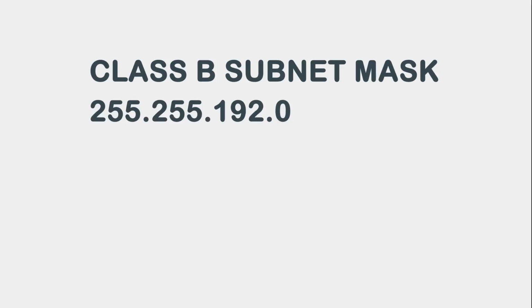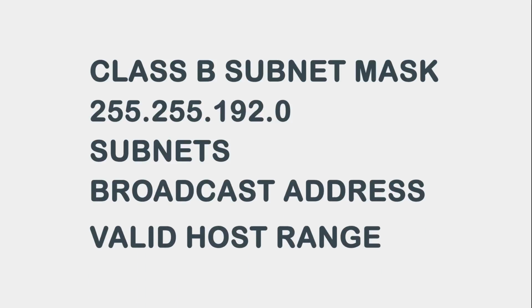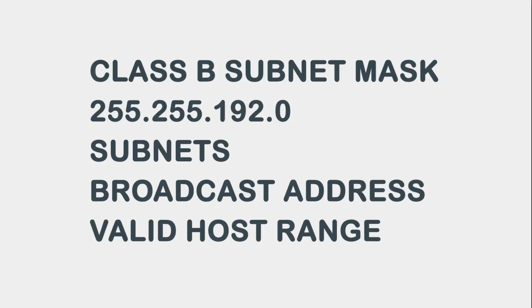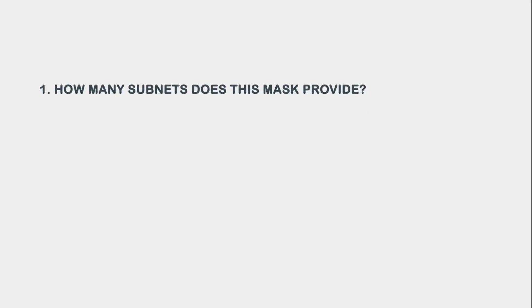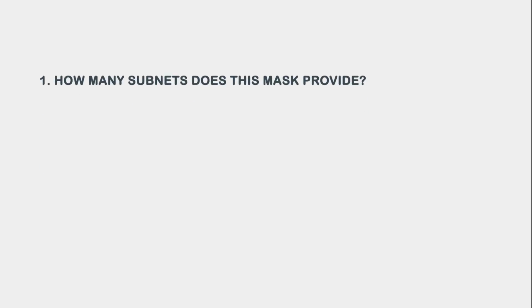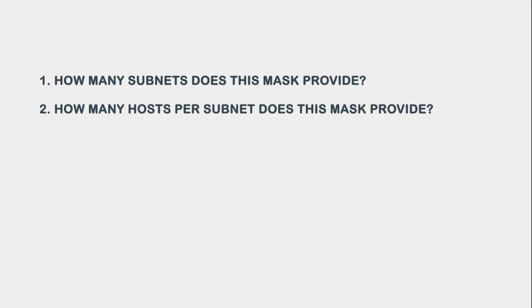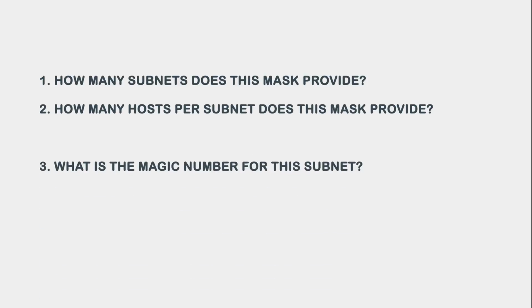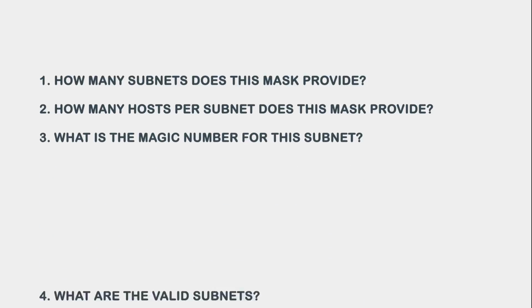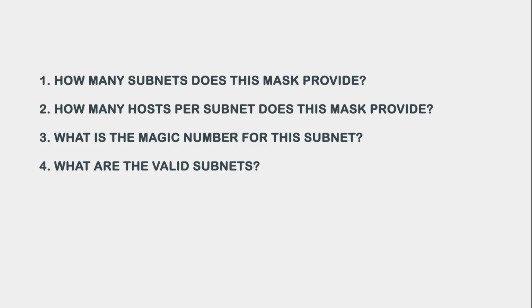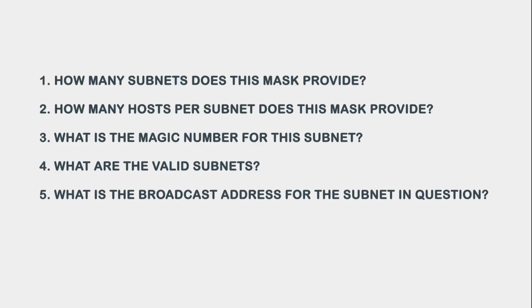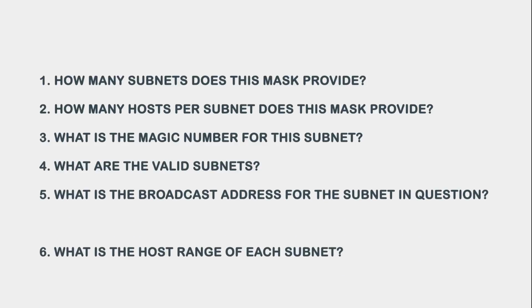We'll start with the Class B subnet mask of 255.255.192.0, and figure out the subnet's broadcast address and valid host range. We will answer 6 questions. How many subnets does this mask provide? How many hosts per subnet does this mask provide? What is the magic number for this subnet? What are the valid subnets? What is the broadcast address for the subnet in question? What is the host range for each subnet?